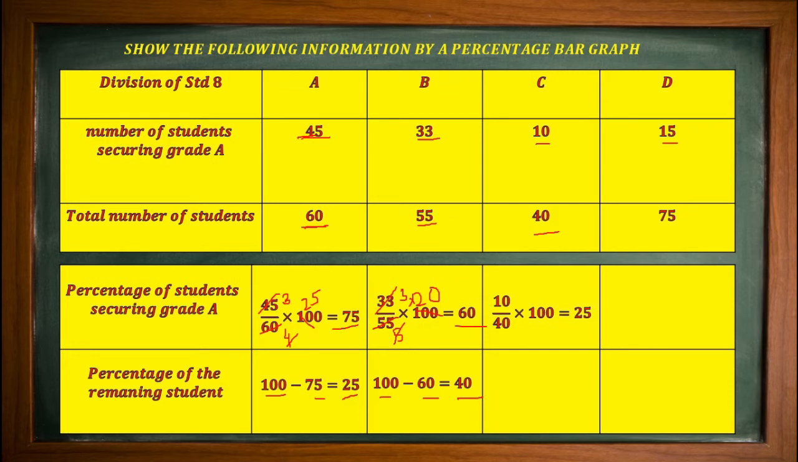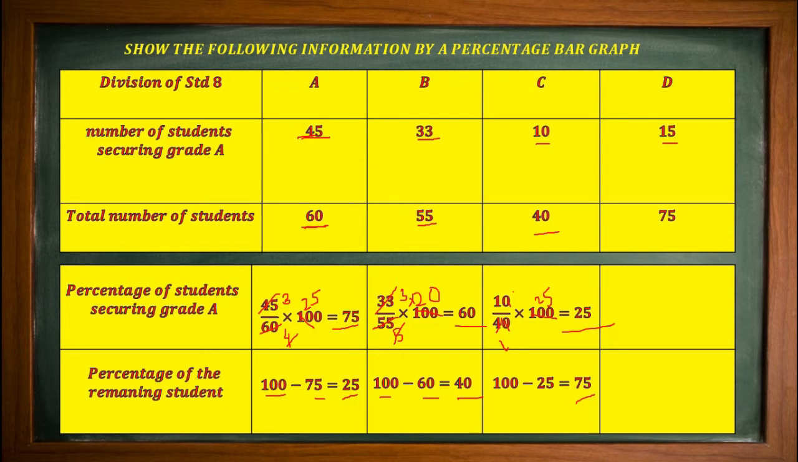So only 10 students from 40 students, so 10 upon 40 into 100 means you will see here that this 0 and this 0 will cancel, and 4 ones are 4 and 4 twenty-fives is a 100 here. So percentage will be 25 here for class C. So 100 minus 25, so result will be 75. So 75% students are remaining to securing the grade A.